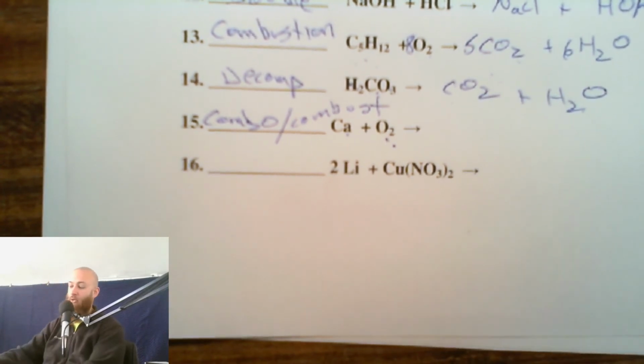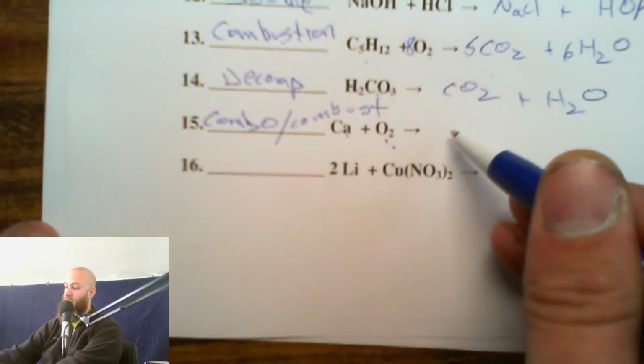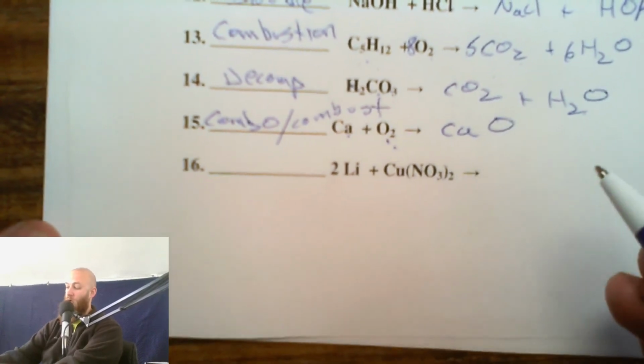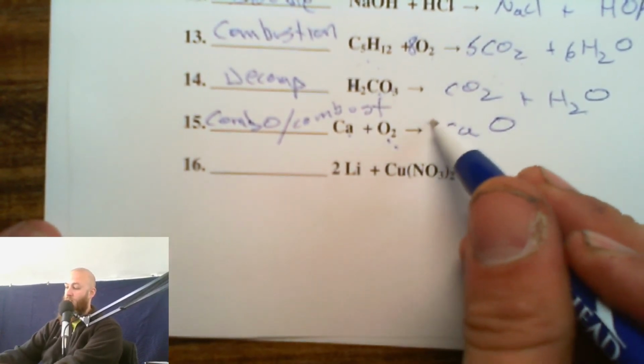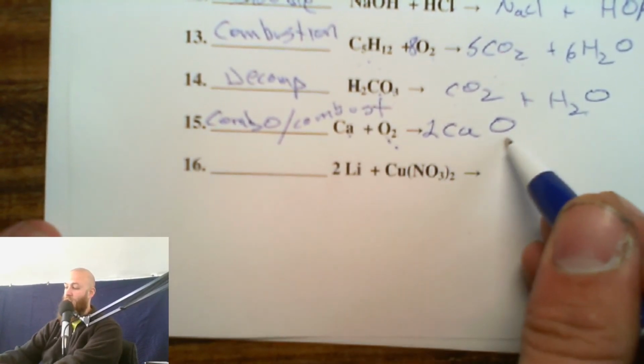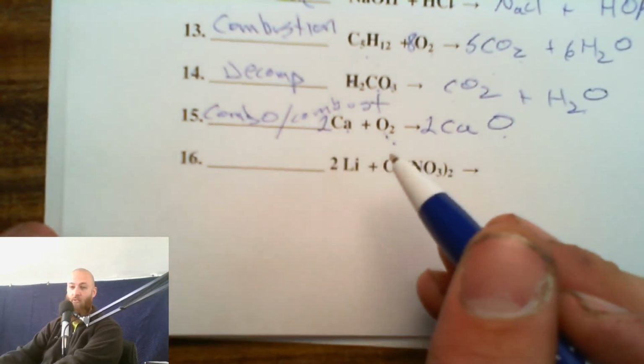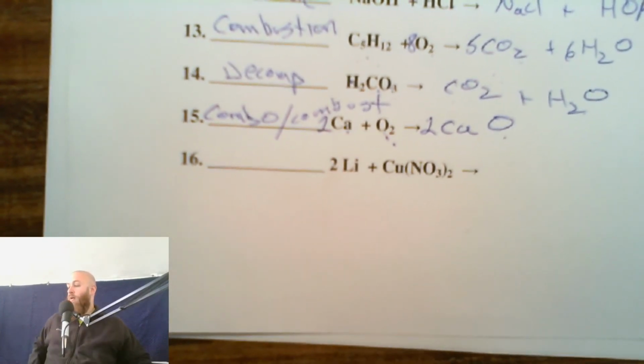You got to do the crisscross here between calcium and oxygen, and you're going to get CaO. And then you got to balance, put the 2 there to fix the oxygens, and then put the 2 there to fix the calcium. Okay, last one.